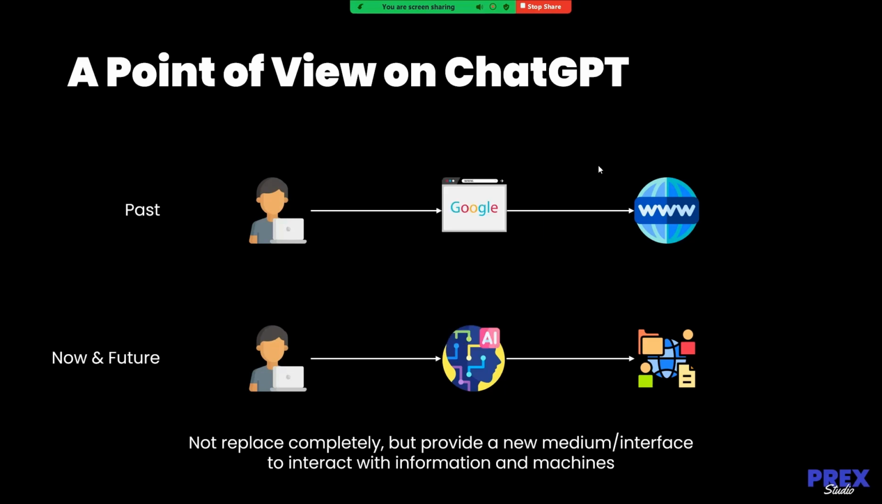So I want to present a point of view on ChatGPT because there's a lot of conversation around how it's going to change the workspace, how it is going to change our relationship with other people, how it's going to change our relationship with machines. So like I mentioned before, we have to look at ChatGPT as an interface to interact with machines. Previously, the only way we could do that was using programming effectively, right?